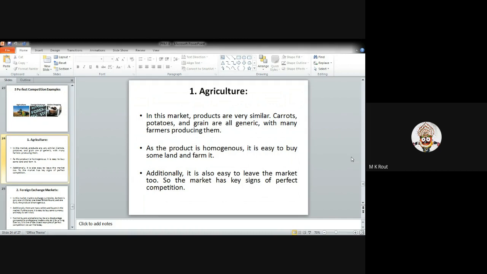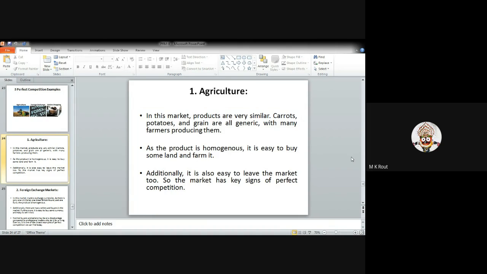But especially with reference to perfect competition, the product is homogeneous, and they maintain the equilibrium price, and it is easy to buy some land or a farm itself. That is why most companies, especially with reference to Reliance Fresh or Adani Nature Fresh, are focused on various farmers, and the farmers are providing an equivalent, homogeneous product. So they can easily identify the farmers, and they directly access the market.